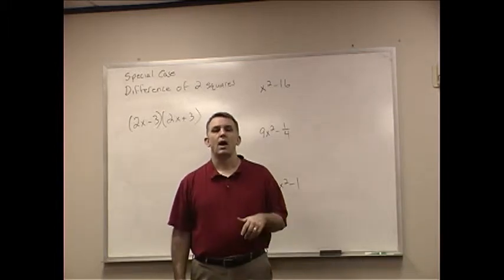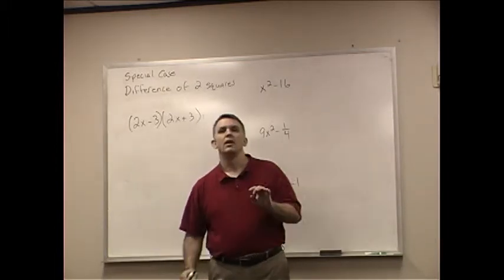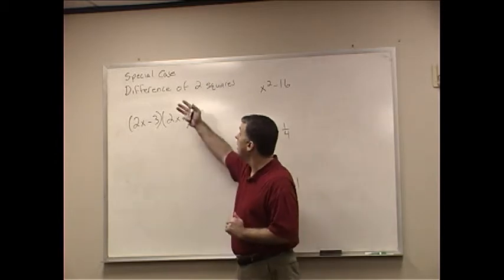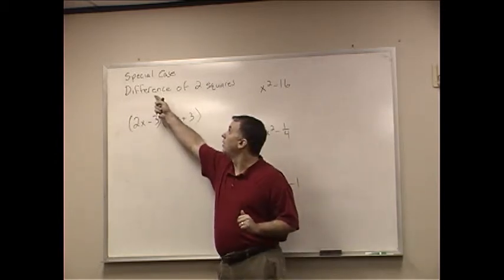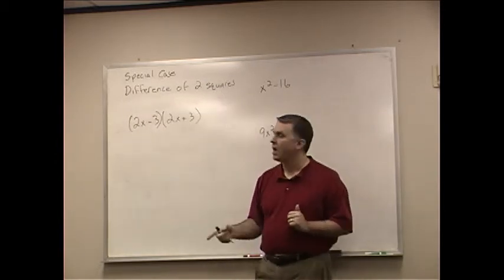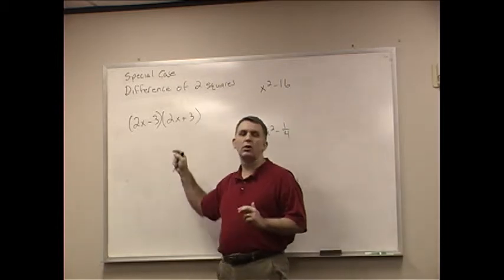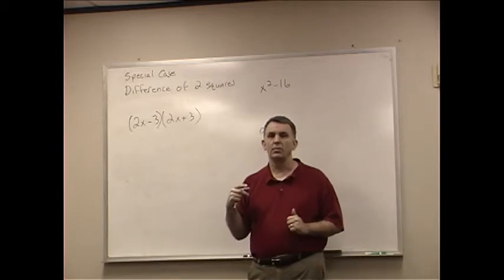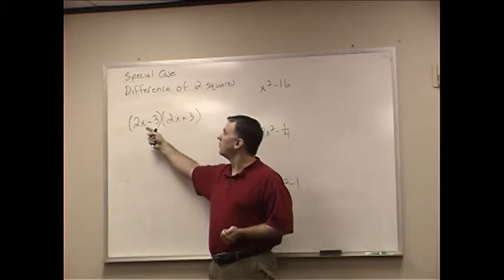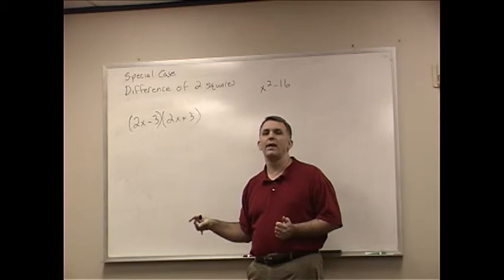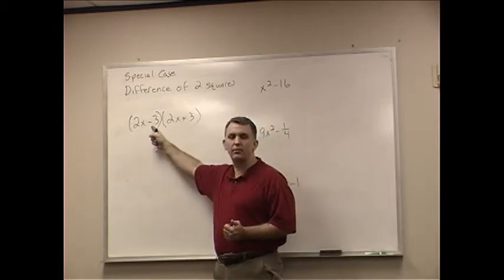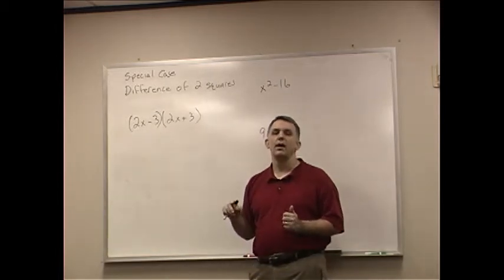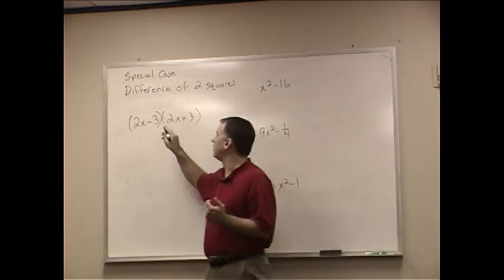I'd like to talk with you now about a special case in factoring. Now, before I talk about it, it's called the difference of two squares. I want to go back to a couple weeks ago, and I want to multiply this binomial by this binomial. If you look at them, they are identical except for the minus and the plus. And something very special happens here.